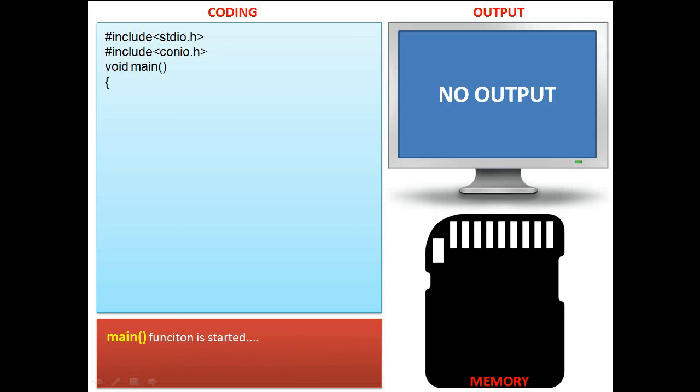The next line is to start the main function. As you already know that in C language each program contains a main function, so we will have to start the main function like this.